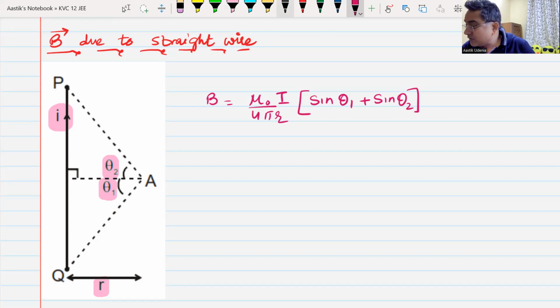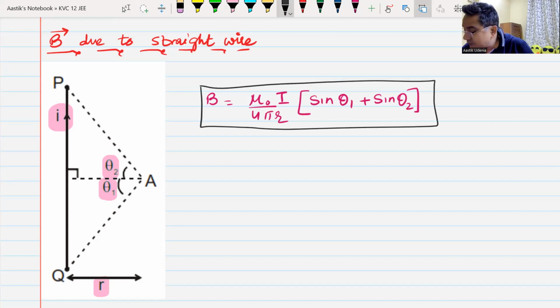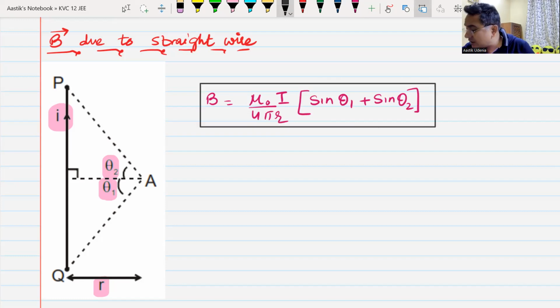This is the magnitude of the magnetic field created by a straight long wire at a point at a distance r from the wire. You'll have to remember this, because wherever you see a straight wire, we will try to apply this formula and convert whatever type of figure is given to you into this standard figure, and then we can apply this formula. This was the magnitude of magnetic field.